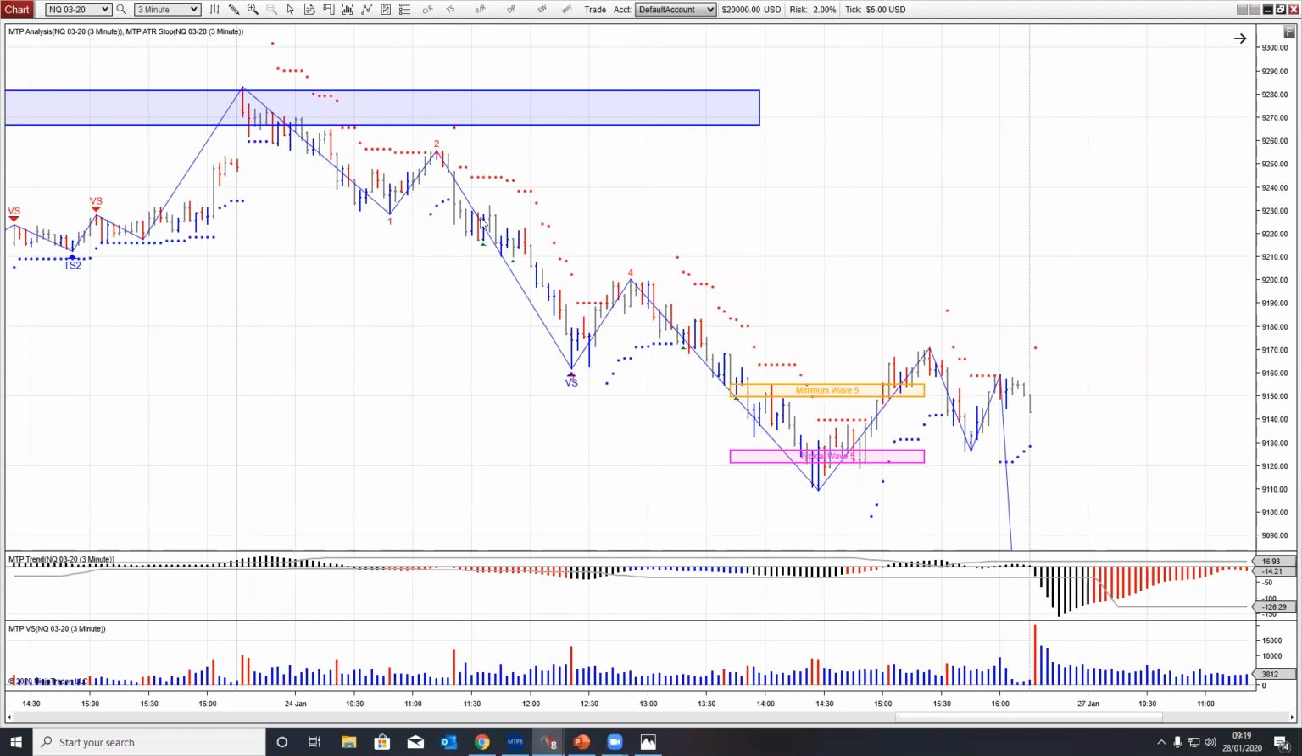And if you think about it, the automatic setups are, if you get an ABC correction in wave 2, which typically is the most common pattern within a wave 2, that's our TS3 and W3 wave trade setup. Our TS1 is an ABC correction to wave 2. Our TS2 is an ABC correction into wave 4.